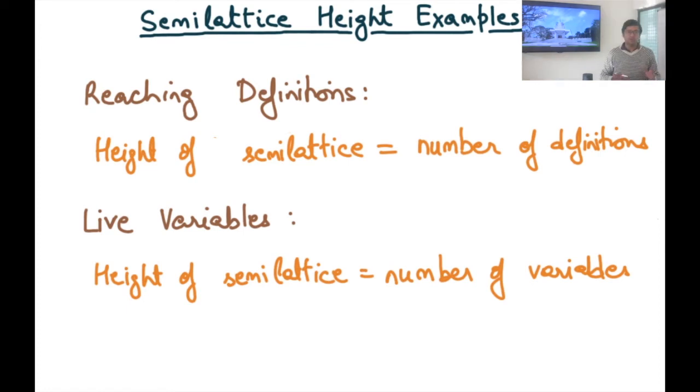So if we just take some examples of data flow analysis that we already know. For example, reaching definitions. The height of the semilattice is equal to the number of definitions. We just saw this in our previous example. If we just invert that semilattice, we get the semilattice for reaching definitions. And even then, the height of the semilattice remains the same, which is the number of definitions. Similarly, for live variables, the height of the semilattice is the number of variables. Once again, when we talk about live variables, we are talking about subsets of variables, and there are 2 to the power n different such subsets, but the height still remains n, where n is the number of variables.